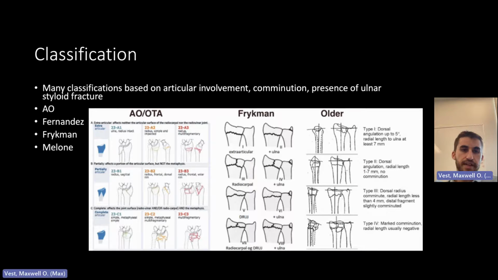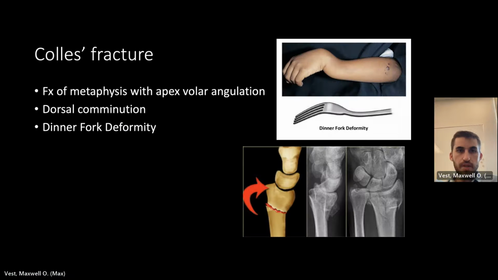There are many different classification systems for distal radius fractures. They're based on articular involvement, comminution, and the presence of an ulnar styloid fracture. There's the AO classification, the Fernandez classification, the Frykman classification, and the Melone classification, as well as many others. Now I just want to review a couple of the more common fracture types we see, and then we'll go over different treatment options for these.